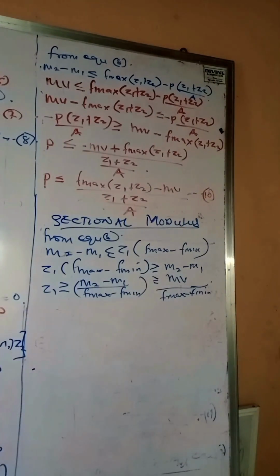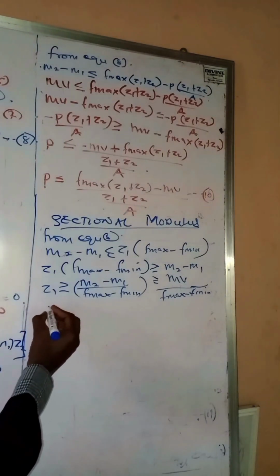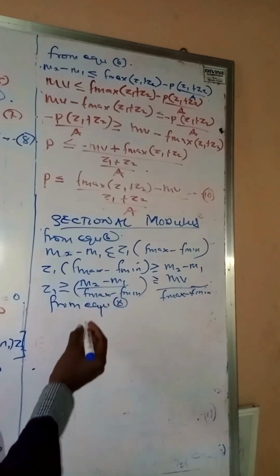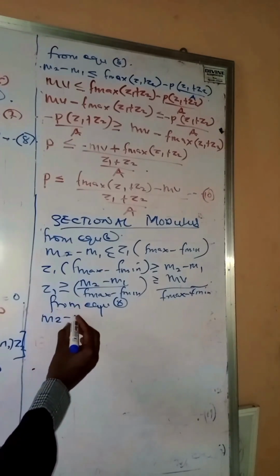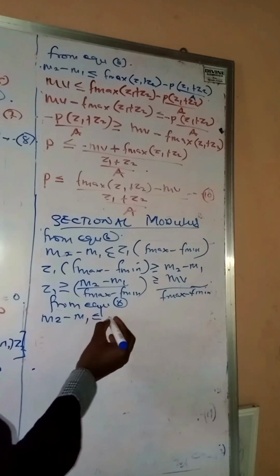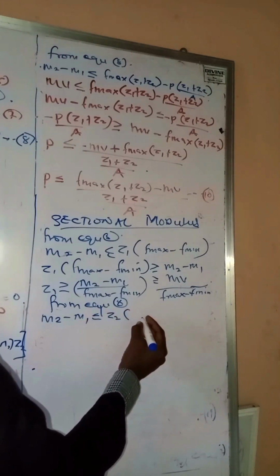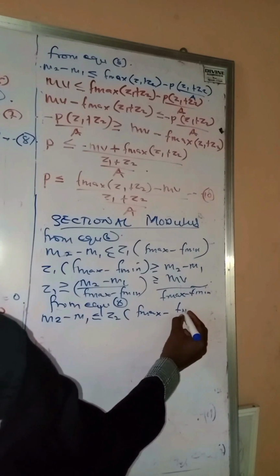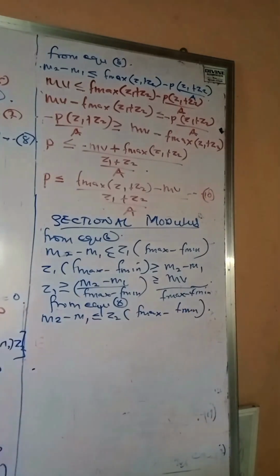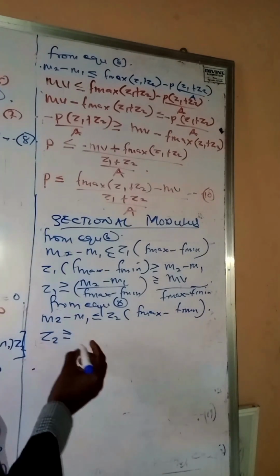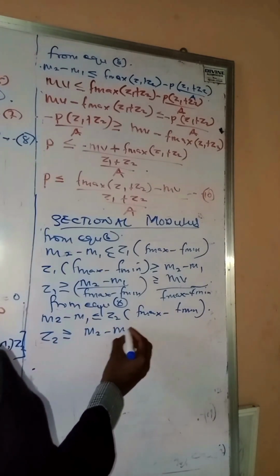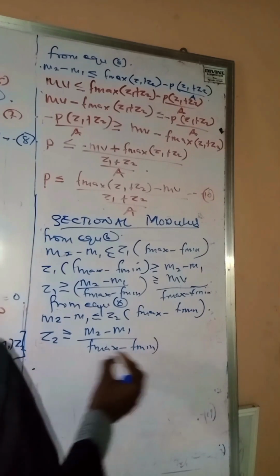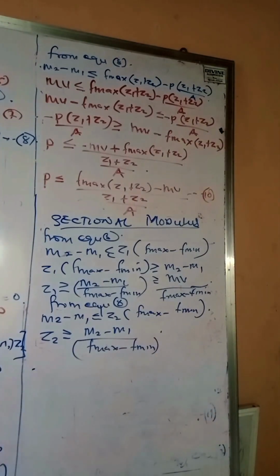Similarly, from equation 6, we have M2 minus M1 also less than Z2 bracket F maximum minus F minimum. So we can also have our Z2 to be greater than M2 minus M1 over F maximum minus F minimum. This gives us our sectional modulus for this section.